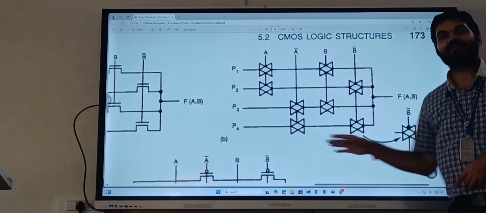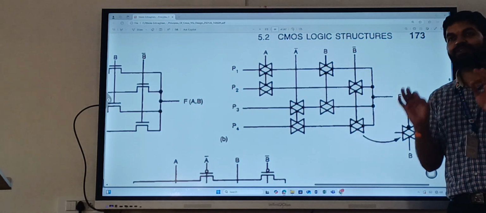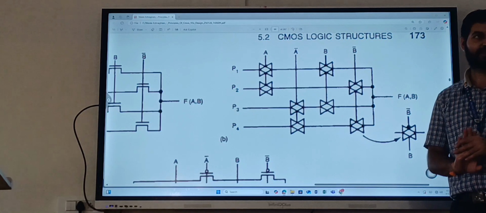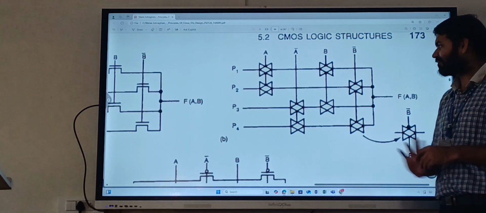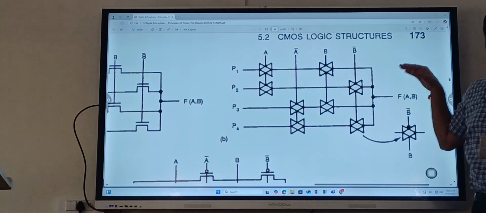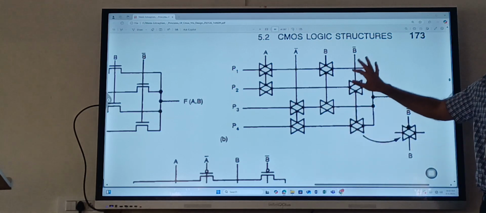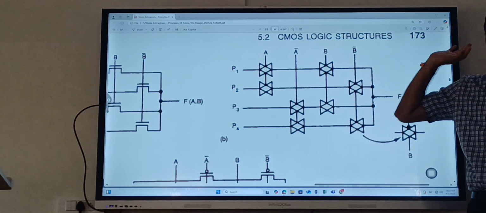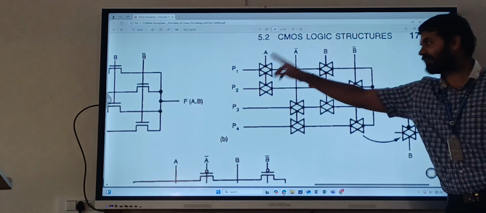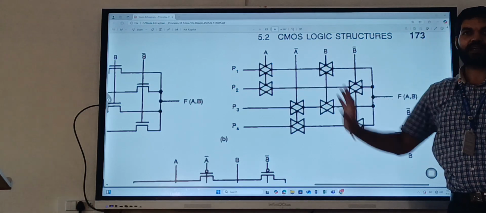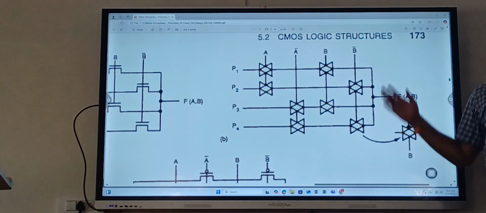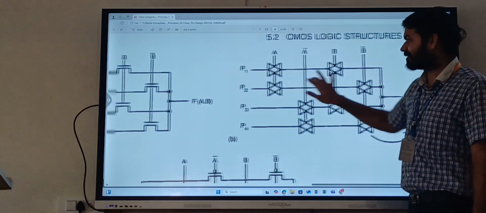In this, what you need to see is which TG is on and which TG is off, that's all. Wherever the TGs in series are on, that reaches the output. This is pass transistor logic. I am passing the signals using the transistors. Those transistors are called pass transistors.